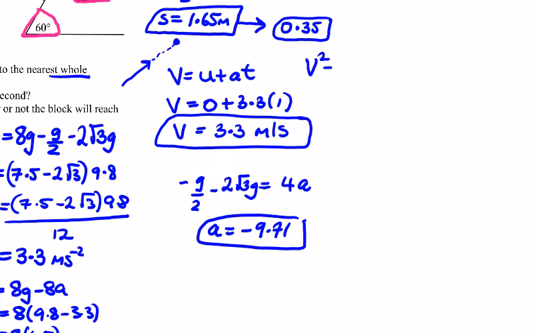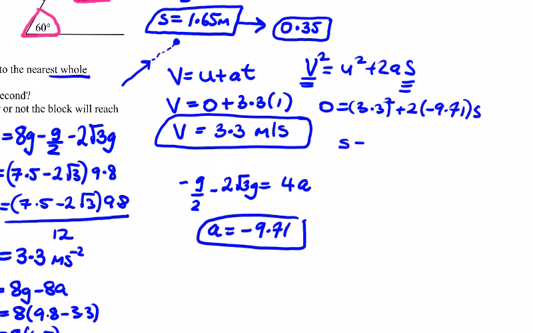So if we use the equation v squared is equal to u squared plus 2as, we'll find out how far it travels when it comes to rest. So let's see, my u is 3.3 plus twice my new acceleration, which is minus 9.71 by s. So s is going to be equal to 3.3 squared divided by twice 9.71. So this is positive. Let's see how big it is. Is it more than 35 centimeters? Yeah, it is 56 centimeters or 0.56.